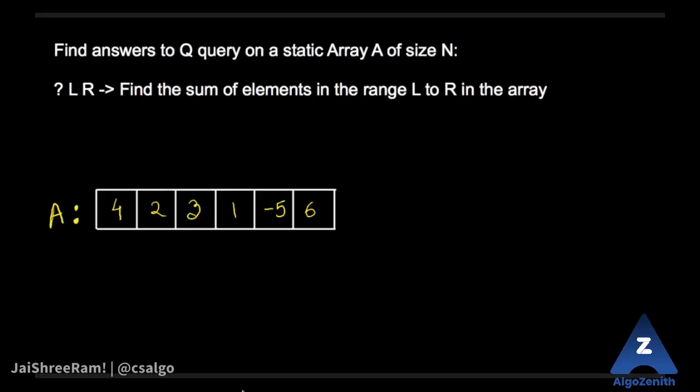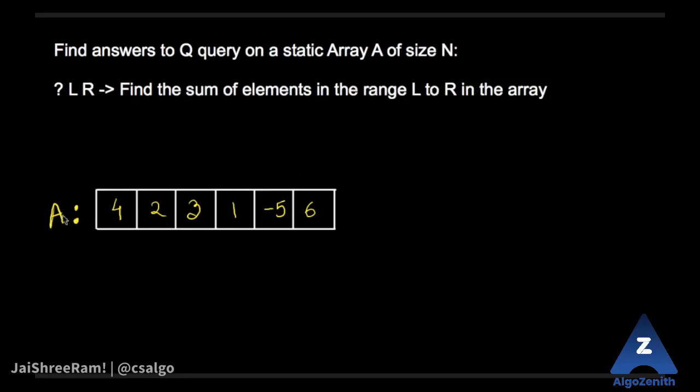The problem says that you need to find the answer to Q queries on a static array A of size n. A static array means the values of the array don't change. Now the Q queries are of the form ? L R. For this particular query, given L and R values, you need to find the sum of elements in the range L to R in the array.